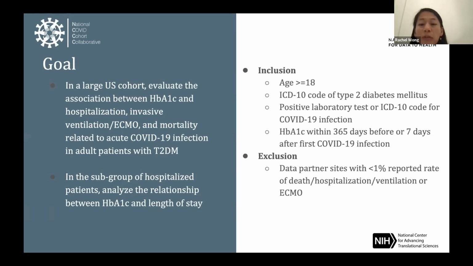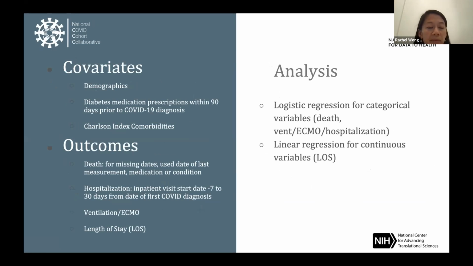For our exclusion criteria, we excluded data partner sites with a less than 1% reported rate of death, hospitalization, vent, or ECMO, just in case they weren't being reported with good data quality. Other covariates that we looked at included patient demographics, so age, gender, sex, we also looked at diabetes medications within 90 days prior to COVID-19 diagnosis and the Charlson Index comorbidities.